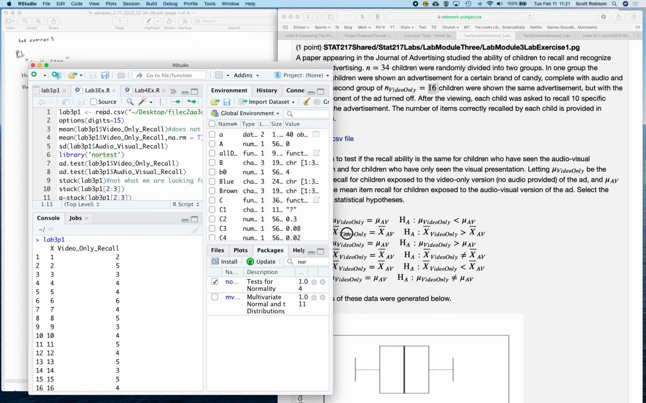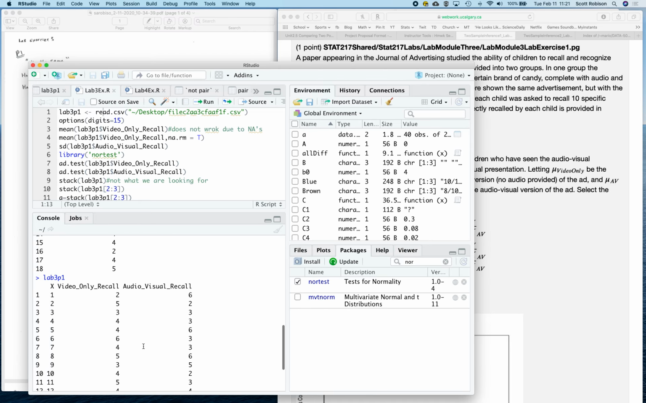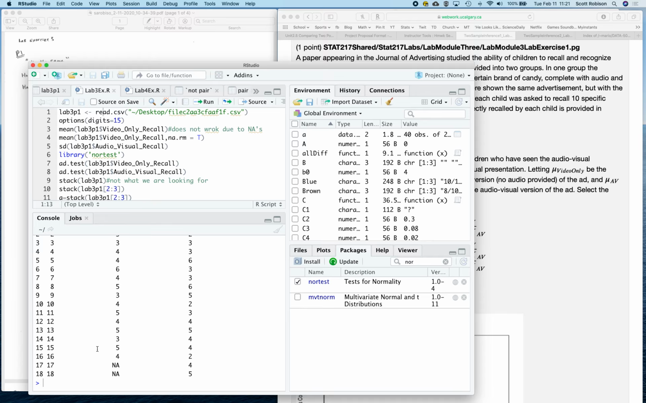Here, it's a little bit squishy. Let me just make it bigger and then redo it. Here, the group that got only video and the group that got audio as well as the video. So here's one of the children in one of the groups and then one of the children in the other group. And notice that one group only has 16 and the other group has 18.